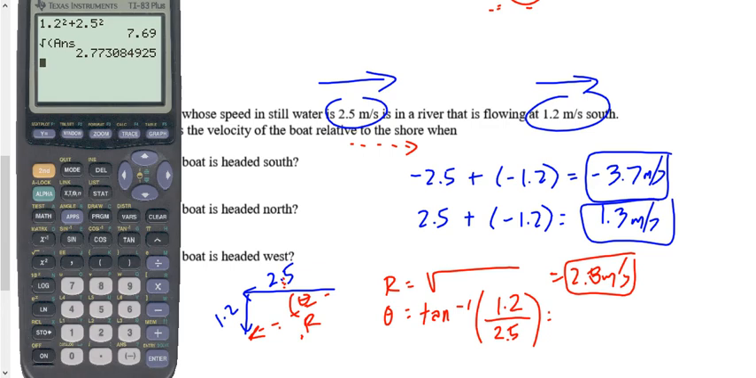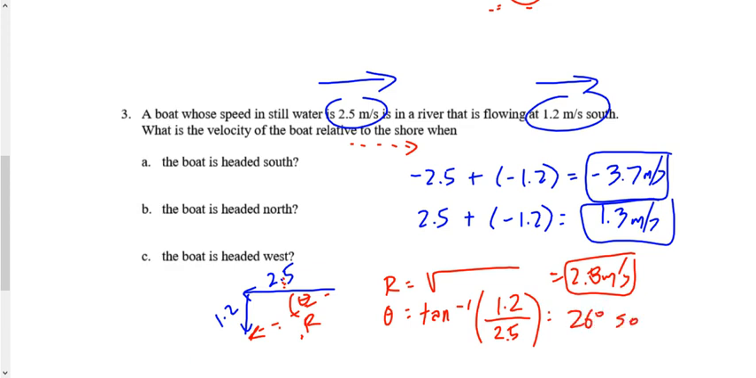Now let's find the angle at which it actually goes. I'll say the inverse tan function of 1.2 divided by 2.5 gives us 25.6 degrees, or 26 degrees south of west. So as a result of the speed that I can travel with no wind or no current, and as a result of the current, my actual motion is 2.8 meters per second at 26 degrees south of west.